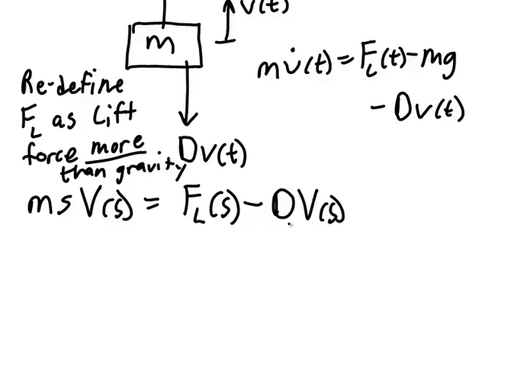Remember that the form of a transfer function is the output divided by the input. In this case, output is velocity and input is lift force. So I'm going to start by gathering the output together on one side of the equation and the input together on the other side of the equation.